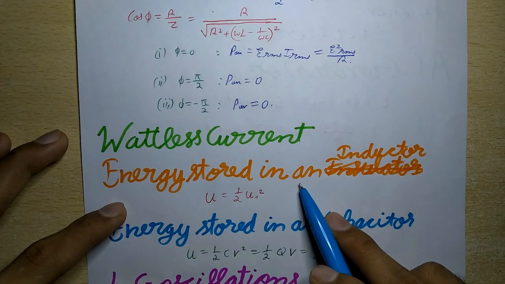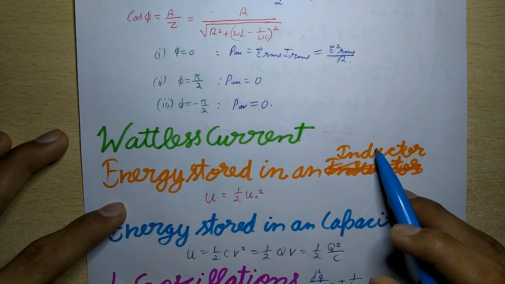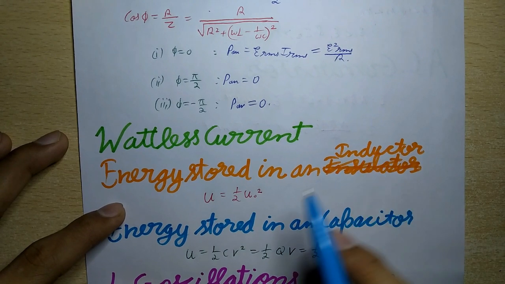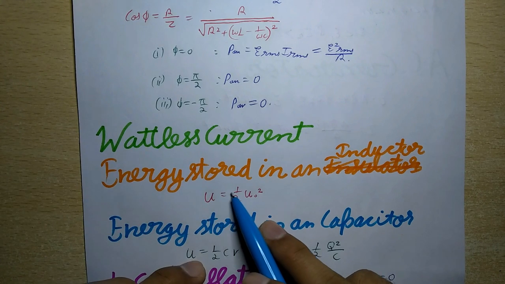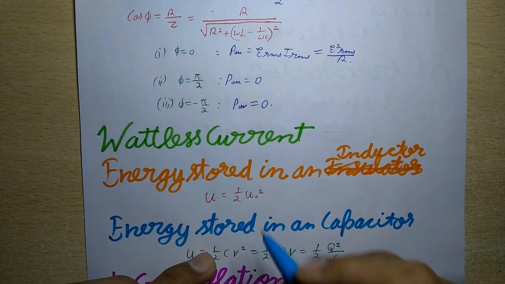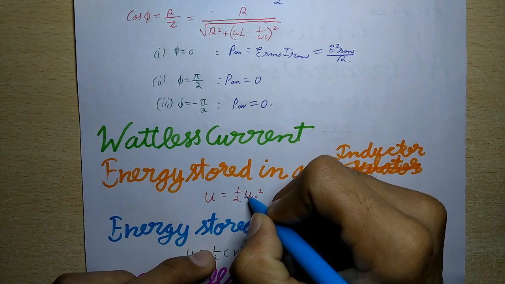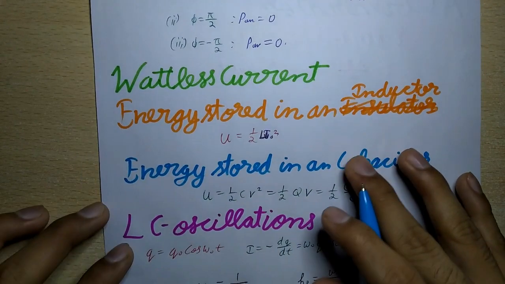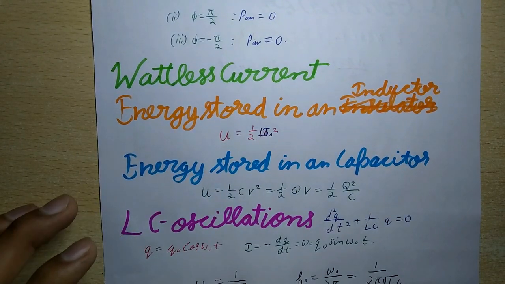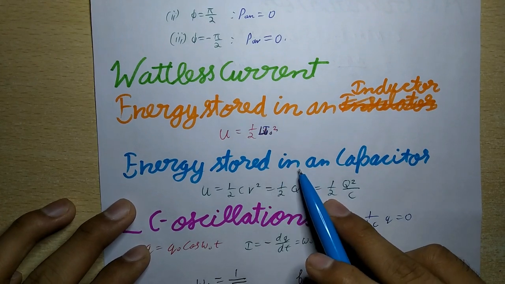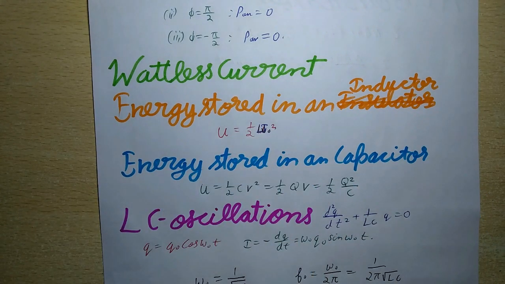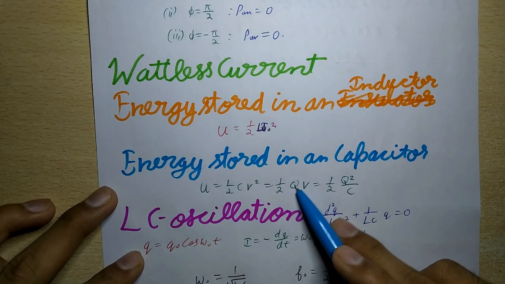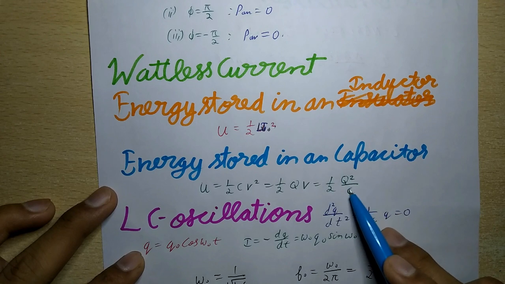Now next is energy stored in an inductor. When the current in an inductor grows from 0 to I naught, the magnetic energy stored in it is U equals 1 upon 2 L I naught square. Now next is energy stored in a capacitor. The energy stored in a capacitor when it is charged from 0 to V volt, U equals 1 upon 2 C V square, equals 1 by 2 Q V, which equals half Q square upon C.